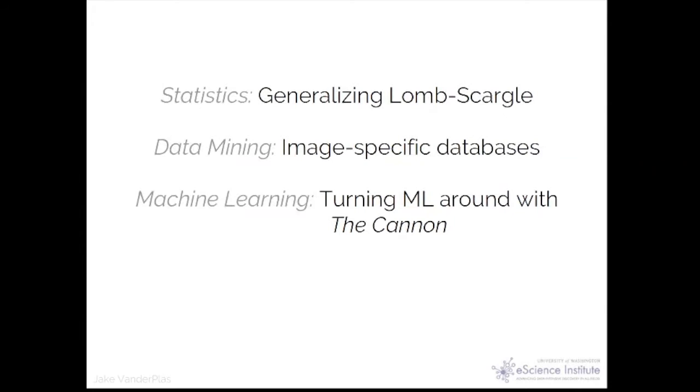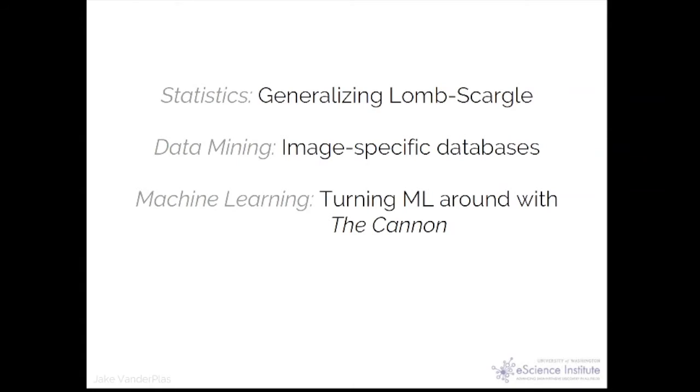So those are the three case studies that I wanted to talk through. Generalizing the Lomb-Scargle periodogram, where we basically take a statistical method, break it open, extend it, do something different, and apply it to our data. Image-specific databases, where we haven't come up with the solution yet, but we're on our way there by defining clearly what the weaknesses are with the current set of systems that are out there.